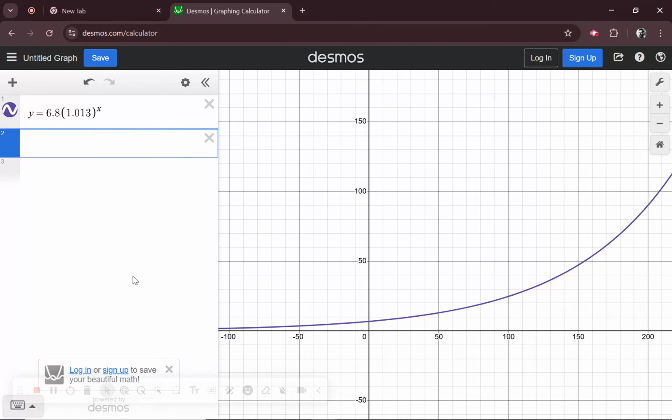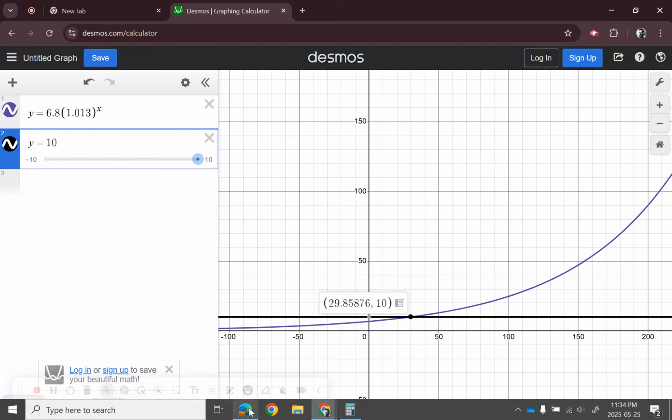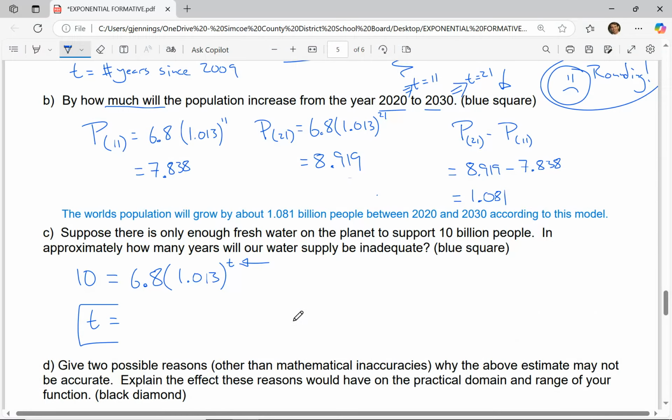Now, we just want to know, when does y equal 10? Well, it's there. So 29.8 years, and this one has rounding instructions. This is to the nearest year. So the t is about 30, so we could say that t is approximately equal to 30 years.